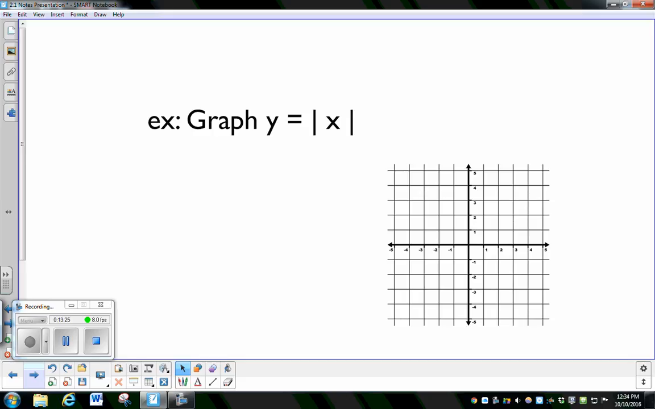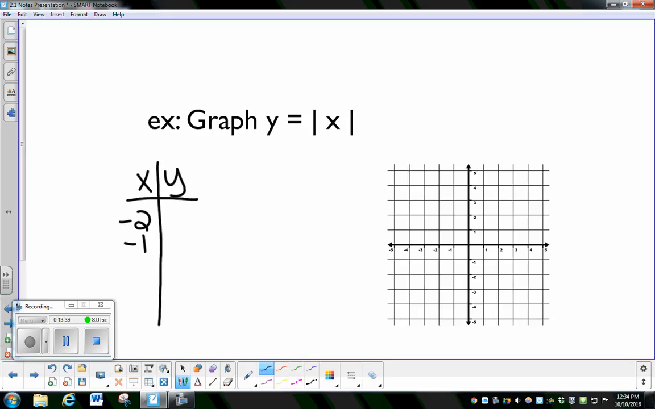So for example, we're going to graph the equation y equals the absolute value of x. So our first step, like I said, is to make an xy chart or an xy table. I want to choose at least 2 negative values for x. I'm going to choose negative 2 and negative 1. You want to choose 0, and you want to choose at least 2 positive values for x as well.